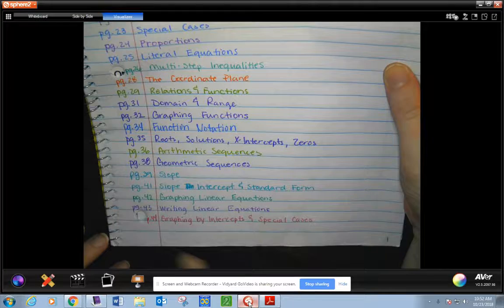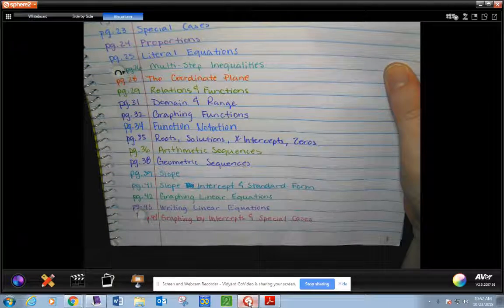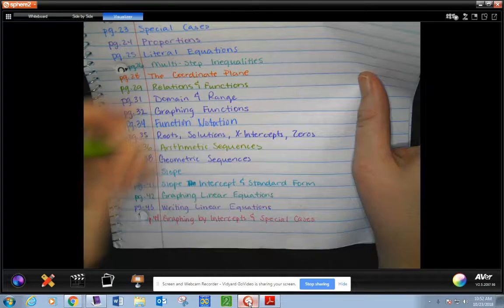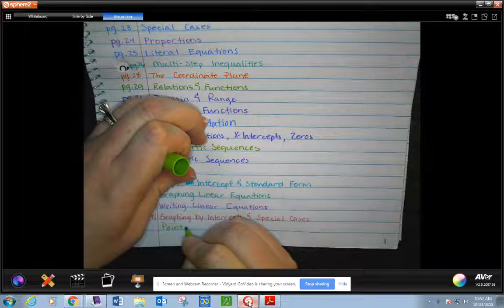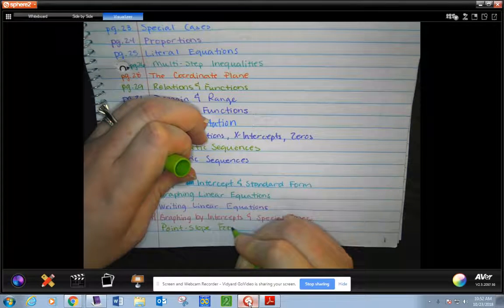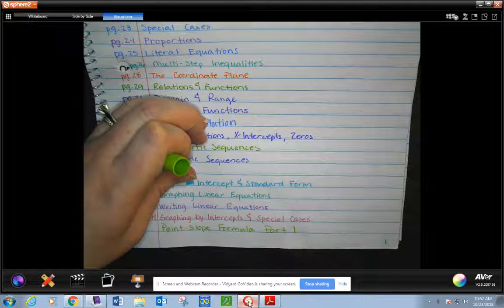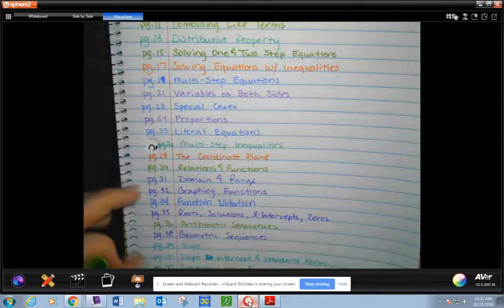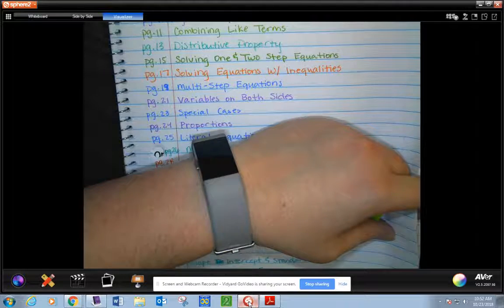It's going to be underneath graphing by intercepts and special cases, and what we're going to be doing is the point slope formula. We're using point slope. Point slope formula, part 1, probably about page 45. Page 45. And this point slope, let me tell you about it.